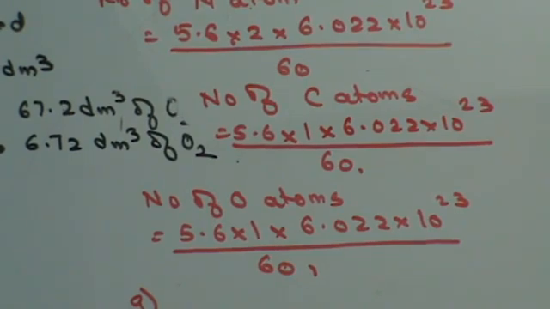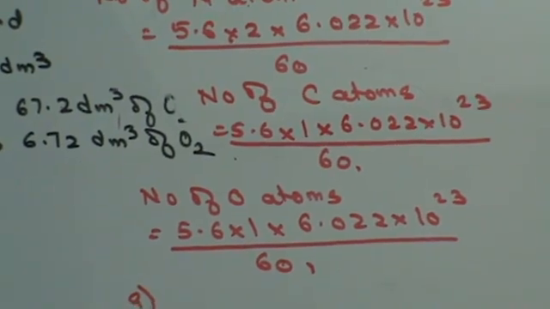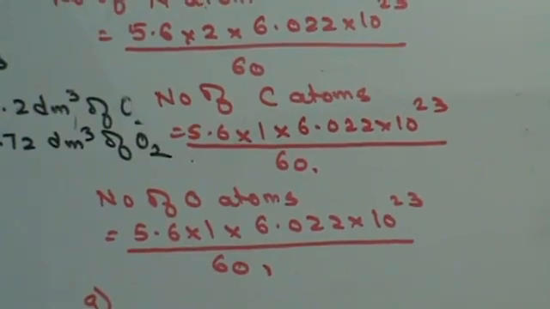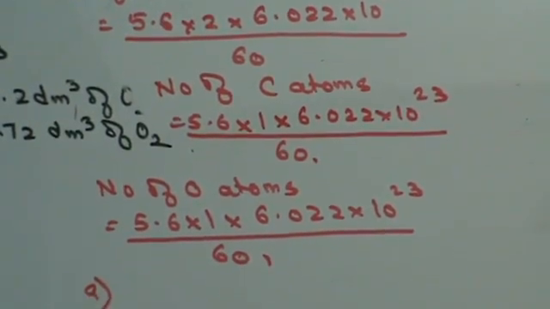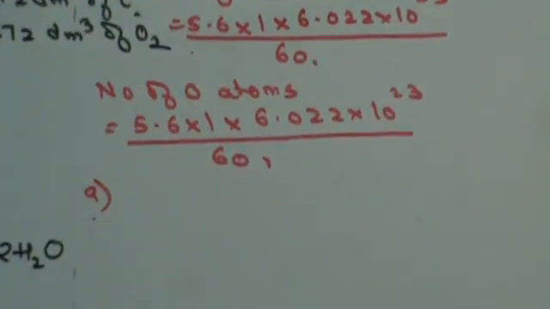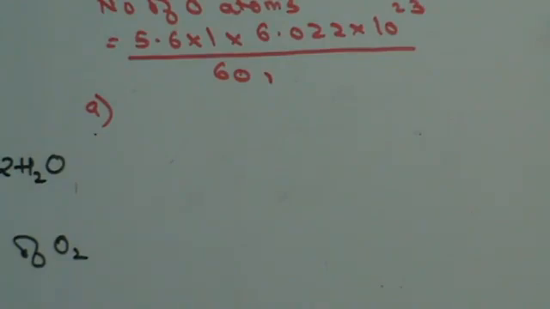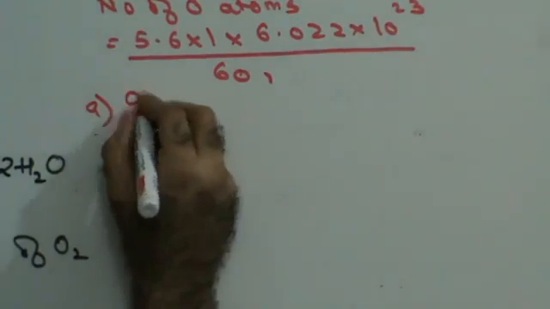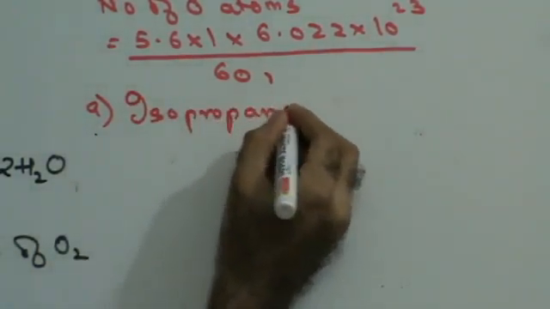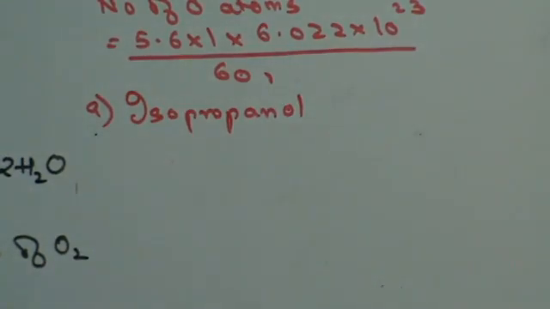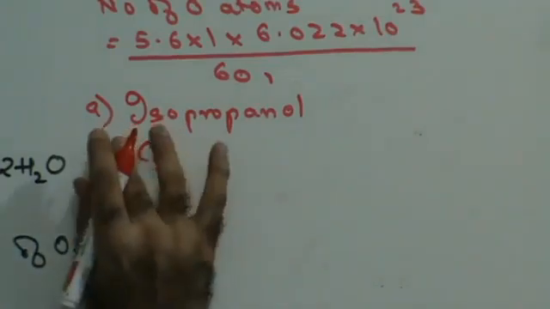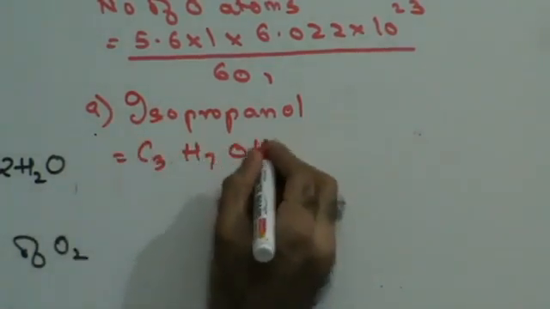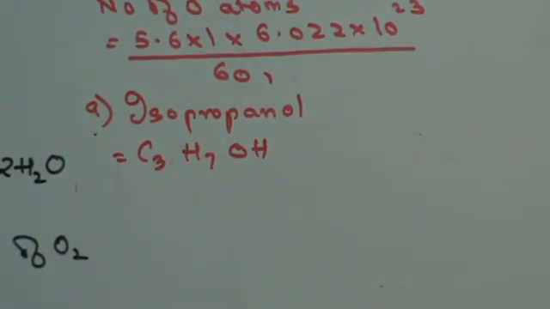Calculate the number of carbon, hydrogen and oxygen atoms in 72.5 grams of isopropanol, whose molar mass is 60.